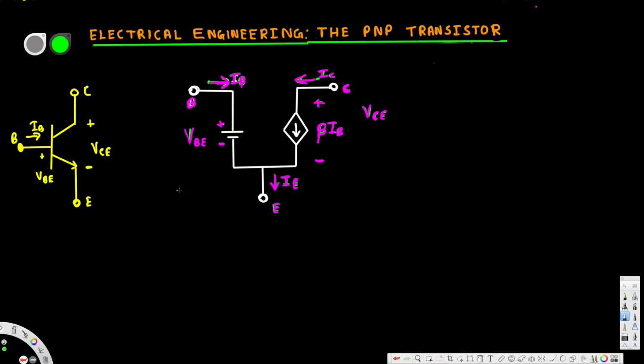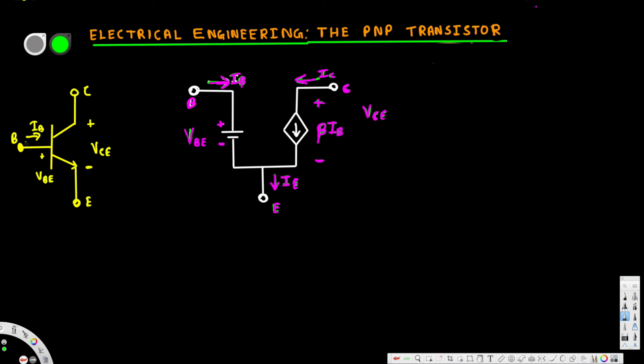Hi guys, in this video we are going to take a look at the equivalent model of a PNP transistor. Here we have the PNP transistor. This is the equivalent model. We need this equivalent model if we want to do circuit analysis, like nodal analysis or any other method. This will be easy if you convert this into this equivalent model. That's why we need this equivalent model.